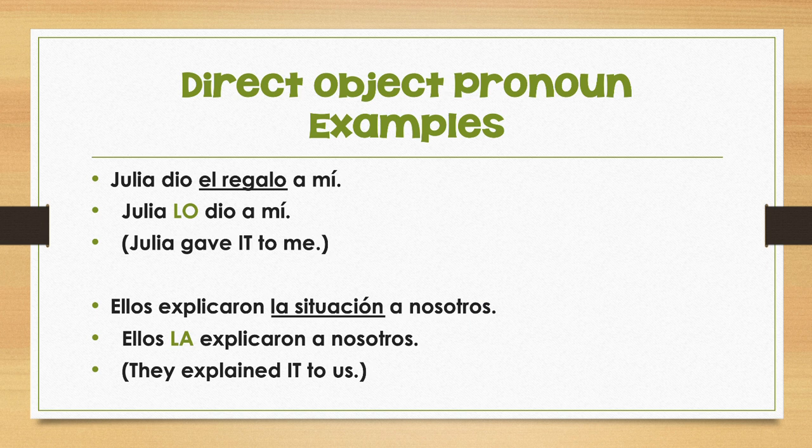Or, ellos explicaron la situación a nosotros. They explained the situation to us. What did they explain? The situation. So we're going to replace la situación with la, and we're going to put it in front of the verb. Ellos la explicaron a nosotros. They explained it to us.